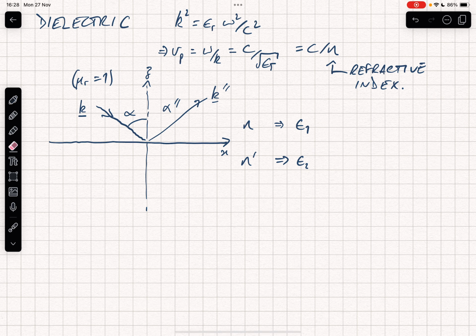We do, of course, know from optics already that k double prime and alpha double prime are going to be the same as k and alpha. Of course, the direction of k double prime is different, but we're going to derive that. And then we're going to have our refracted ray k prime and the angle alpha prime.